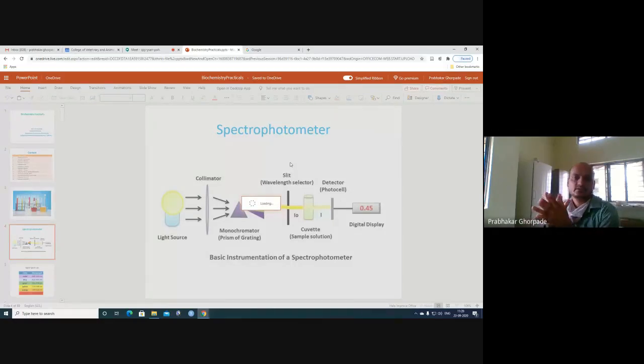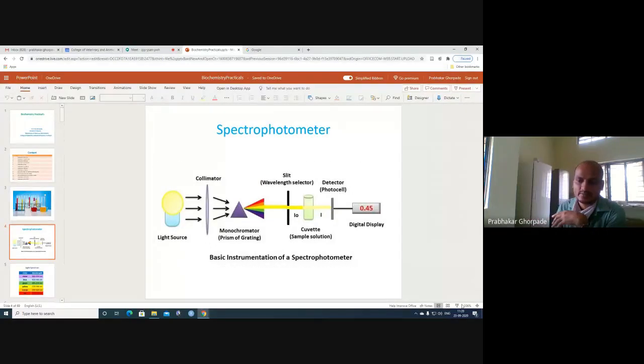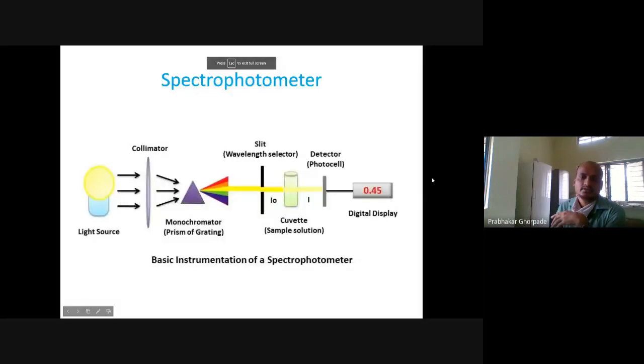So basically, we are discussing the spectrophotometer equipment, right? I will start again for this one. So PPT is visible, right? Okay. So we are discussing the spectrophotometry equipment.